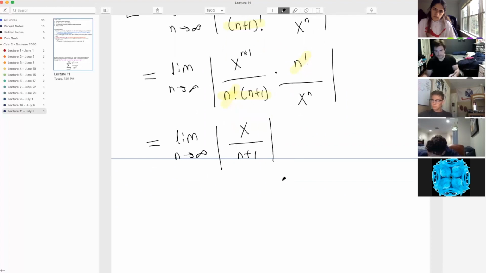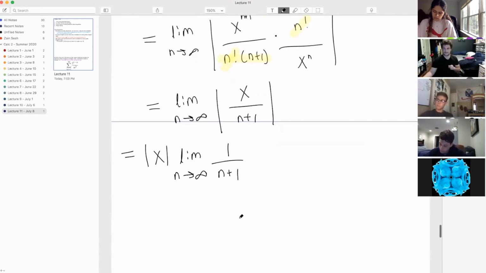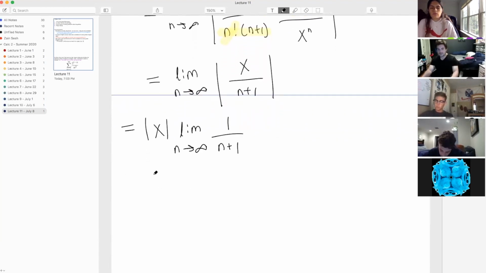Just let me know if any of these simplifications are confusing. Next, after we cancel the powers, we want to bring our x expression outside of the limit. That's usually the next step. So it's the absolute value of x multiplied by the limit as n goes to infinity of 1 over n plus 1, which is always positive, so I'm not going to write it with an absolute value. This is kind of interesting. This limit comes out to 0.